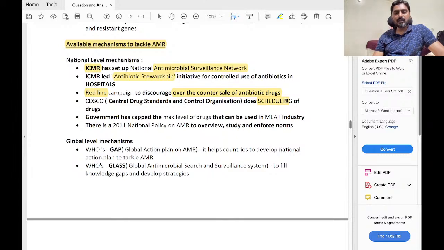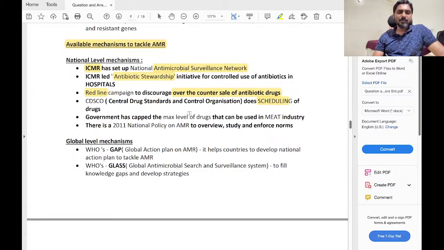So this scheduling is also a way to restrict the supply of antimicrobials, but often these things are not working properly. So you have the Red Line campaign, you have scheduling, but still you would see that you can go to a medical shop and easily get your antibiotics without a doctor's prescription.